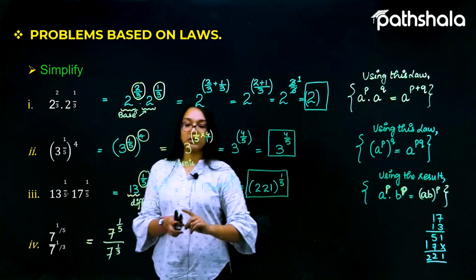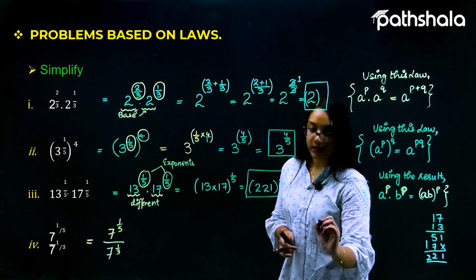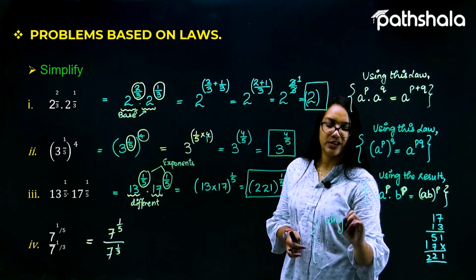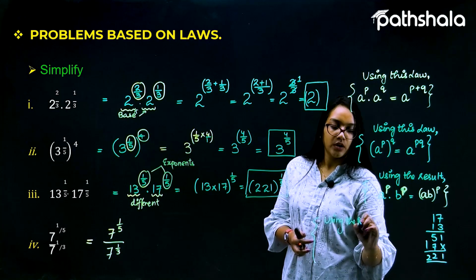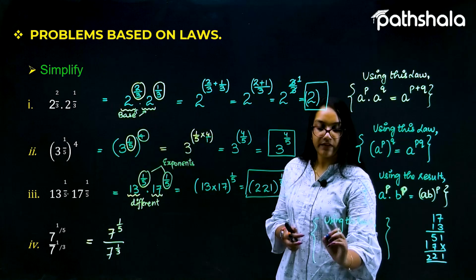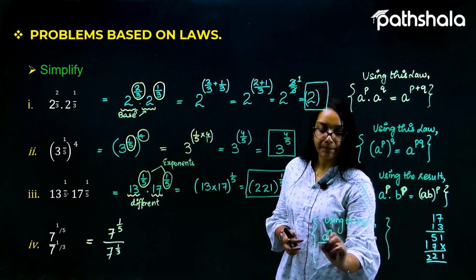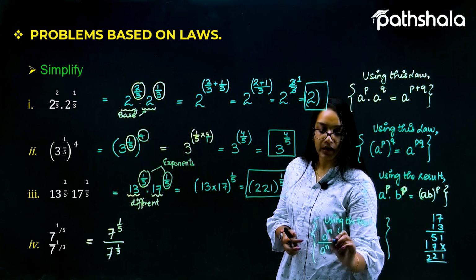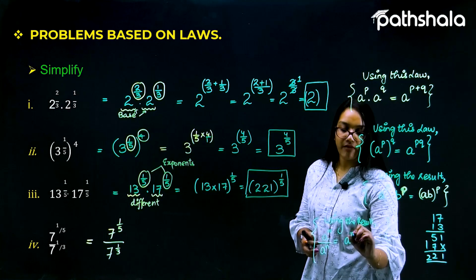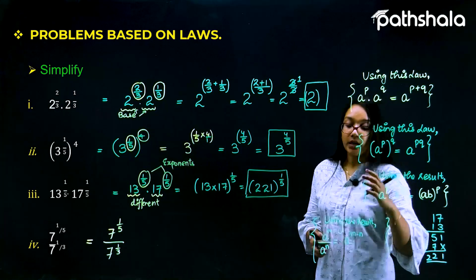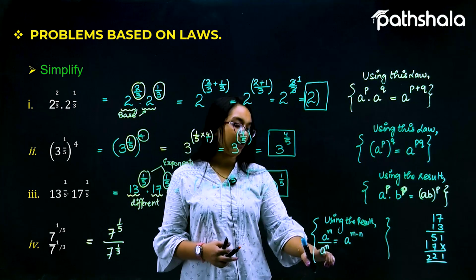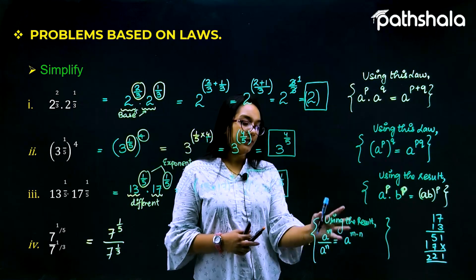We can use the law, or you can say the result: whenever we have the same base and the powers are different but they are getting divided with each other, this can be represented as a raised to the power m minus n. We can also write m and n as p and q.